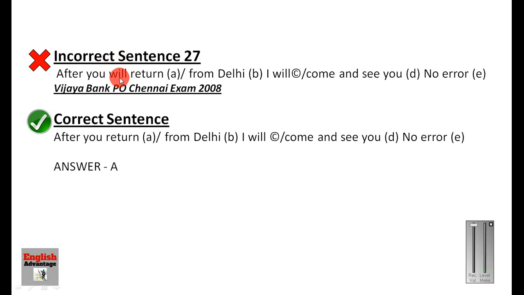This will not come here. Will comes only in the main clause. This is the main clause and this is the dependent clause. So here you have to remove this will. This is also very common in all SBI Clerk exams and SSC exams, very common. So this is the error. The answer would be A.